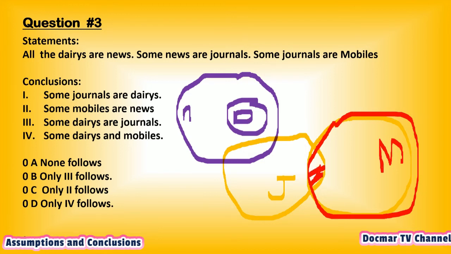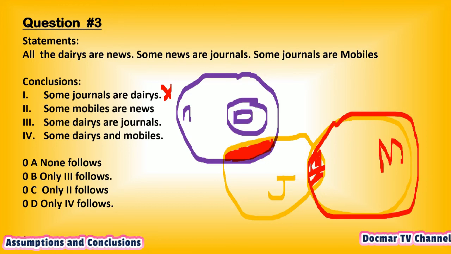Take note that "some" is the intersection, and the other one is the intersection of these two significant words in the statement. So let's analyze the conclusion given. Some journals are dairies. Remember, journals and dairies do not connect. So this is wrong.